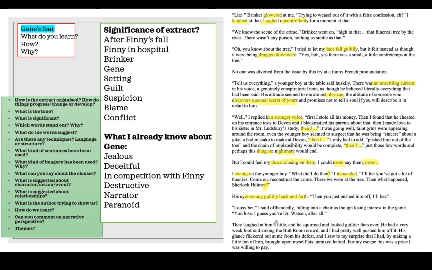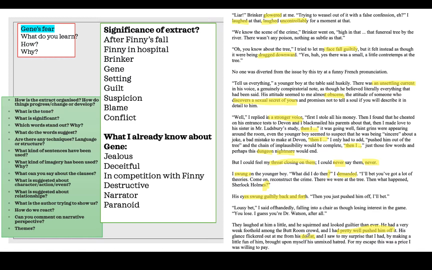And in the final paragraph here, we have, "he had a very weak foothold among the bookroom crowd, and I had pretty well pushed him off." So we see here that Gene is regaining some of his power or his strength. So this is quite different to different parts of the extract, so maybe we should talk about that. And then we have this word "defeat." So Gene has managed to defeat those that have been questioning him. So we have this change in the hierarchy or the power situations within this particular extract.